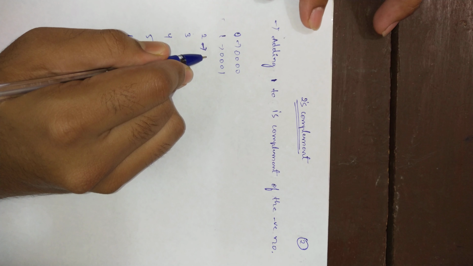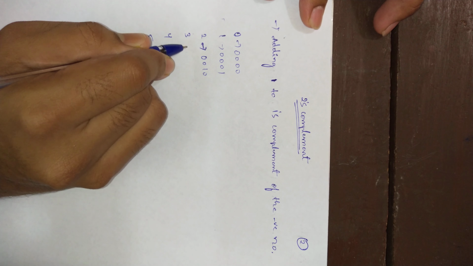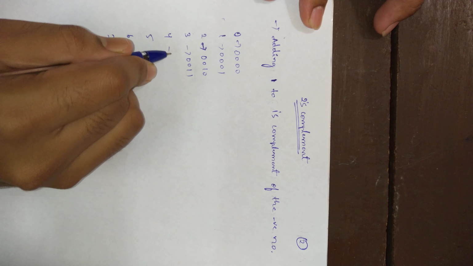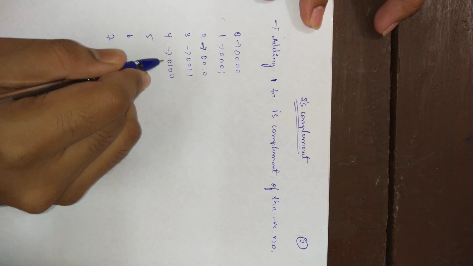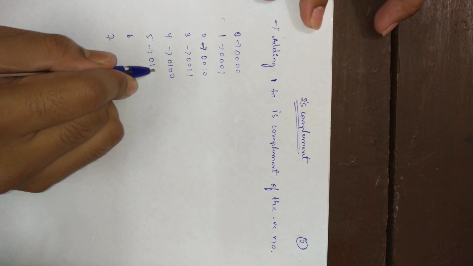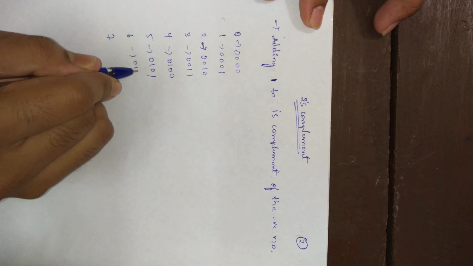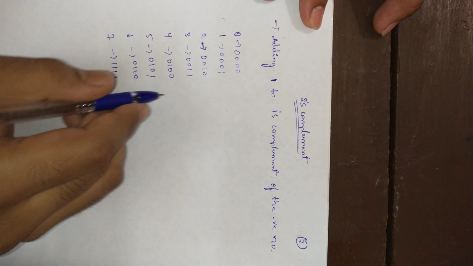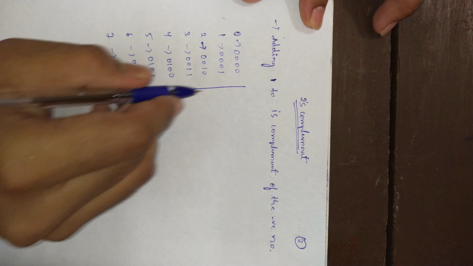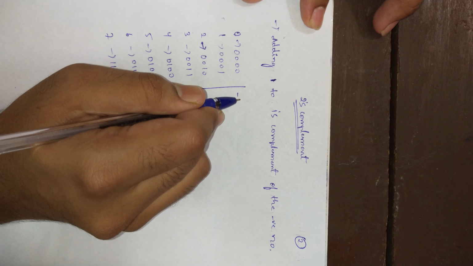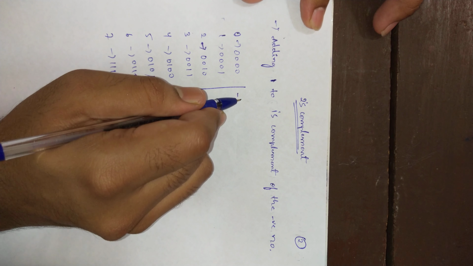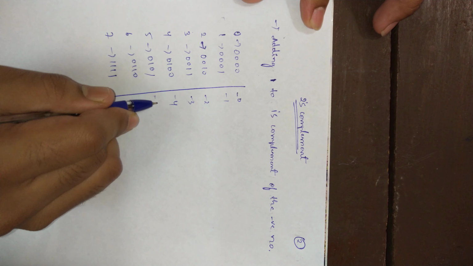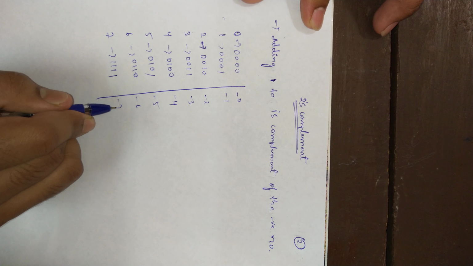And for 2, what's the number? 0010. And for 3, 0011. And for 4, 0100. For 5, 0101. For 6, 0110. For 7, it is 0111. Okay. For negative numbers, what are the negative numbers? -0, -1, -2, -3, -4, -5, -6, -7.